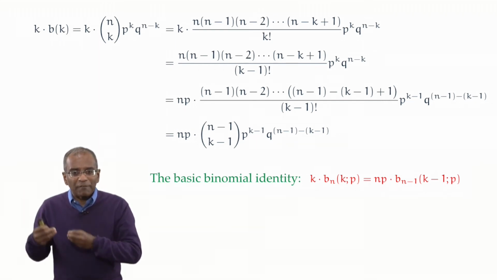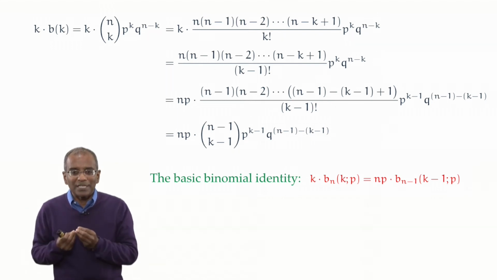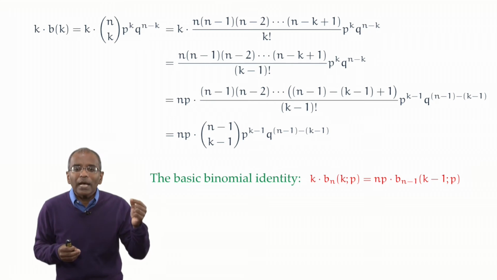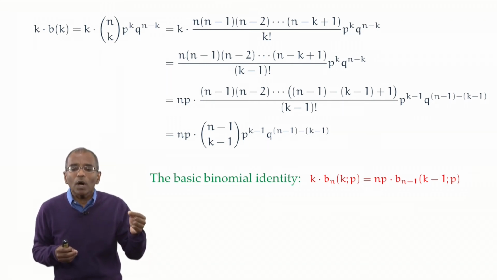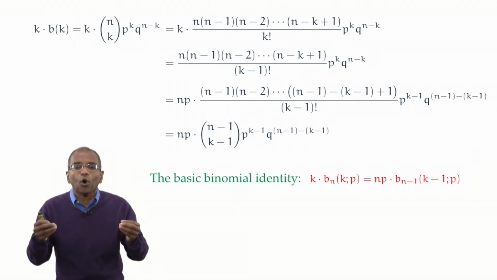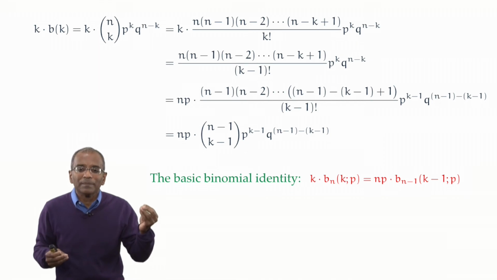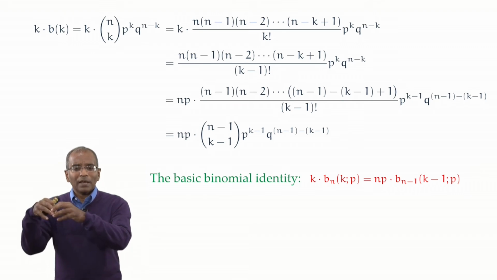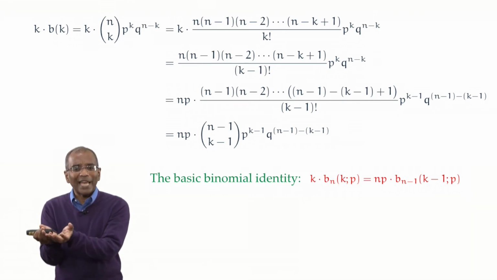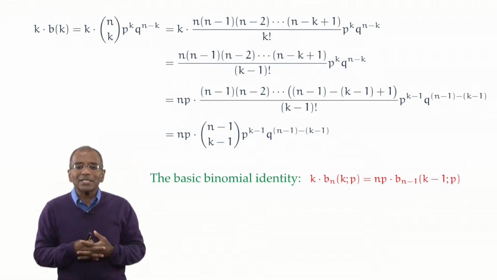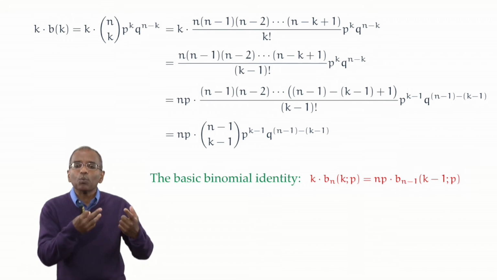Think of k as a free variable. n and p are your fixed parameters. On the right, I have n times p times the binomial probability corresponding to k minus 1 accumulated successes in n minus 1 tosses of your coin with success probability p. And now we've got a beautiful identity. On the left, we have a default experiment involving n tosses of a coin. On the right, we have connected it to an experiment involving n minus 1 tosses of a coin.